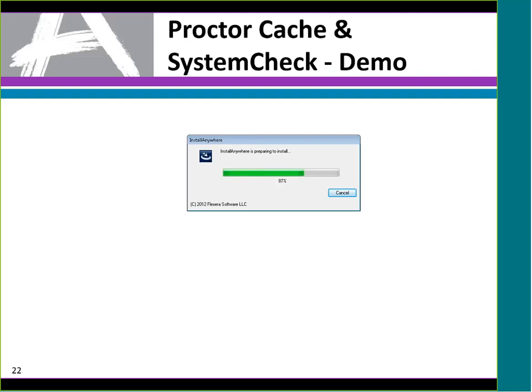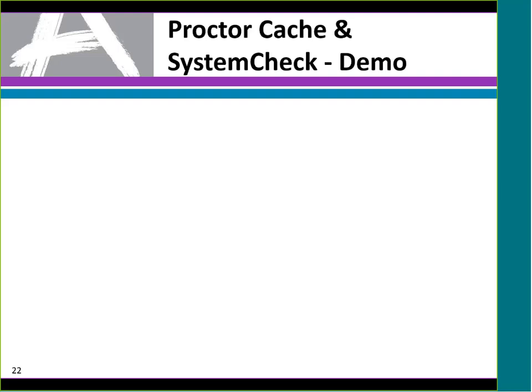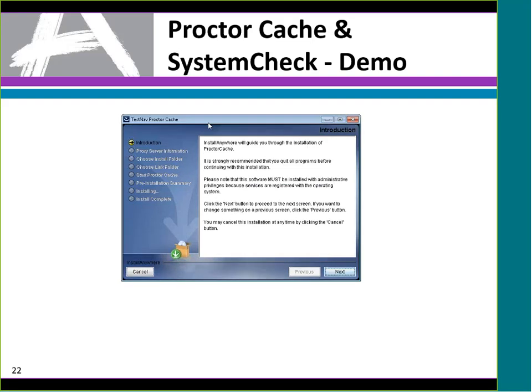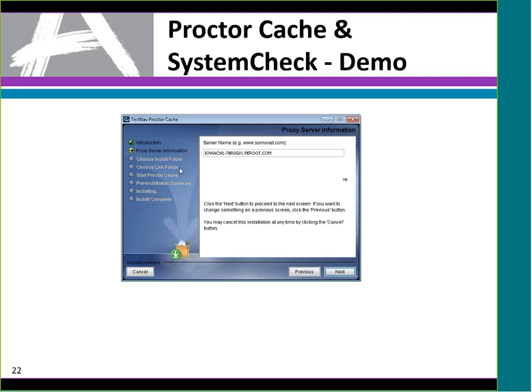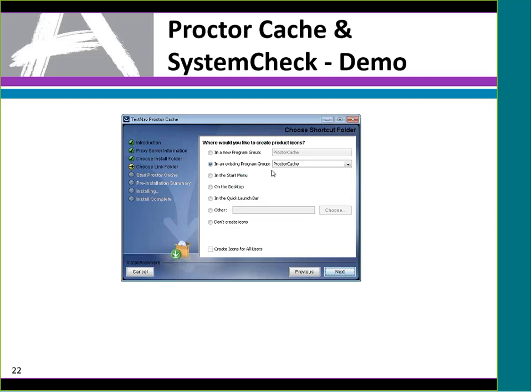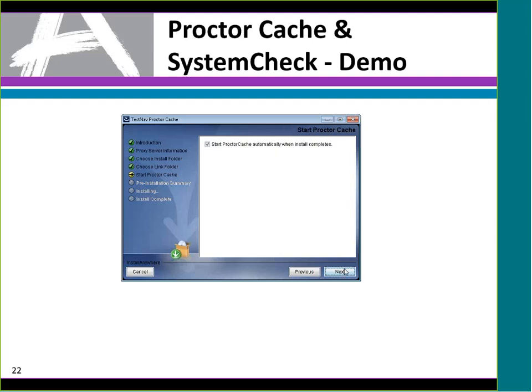And this is really like any other installer. You can accept the defaults if you choose, or you can make any kind of edits as you go. I have my proxy server information that populated automatically there. I choose my install folder, decide where I want the icons located, and then I say that yes, I want it to start automatically when the install completes. That'll also make the service start automatically every time the machine reboots, so that's a good thing to leave checked. You just want the service running all the time in the background.